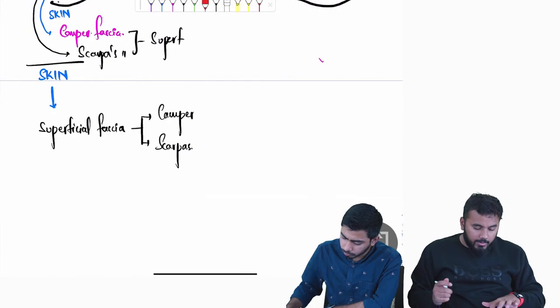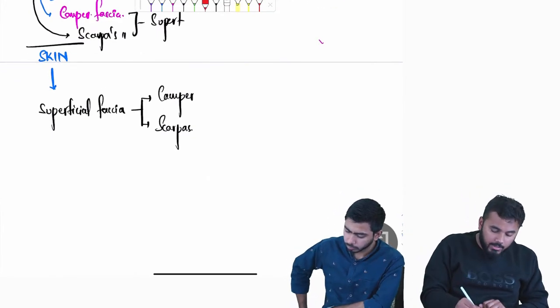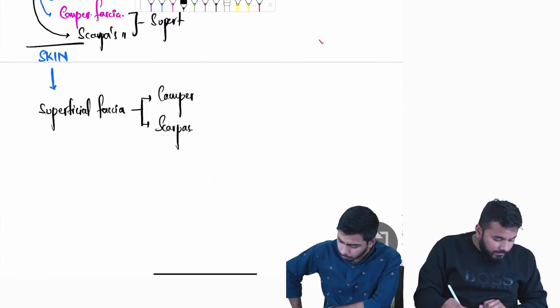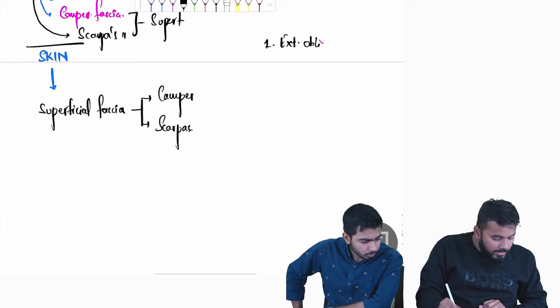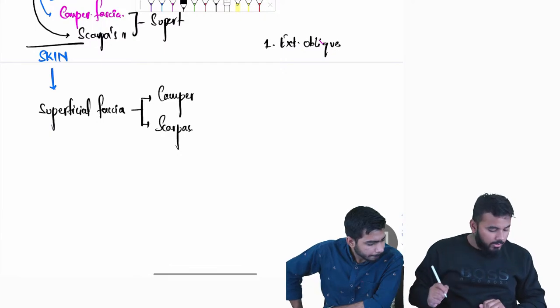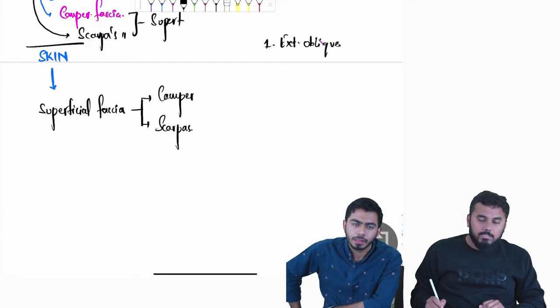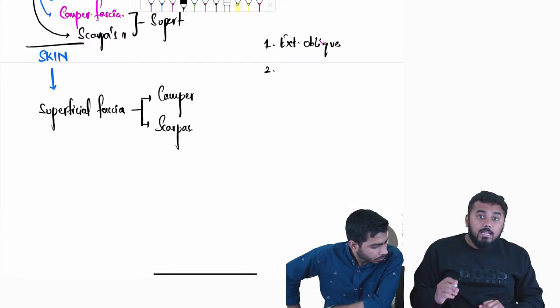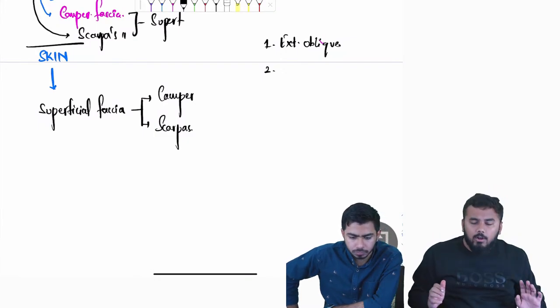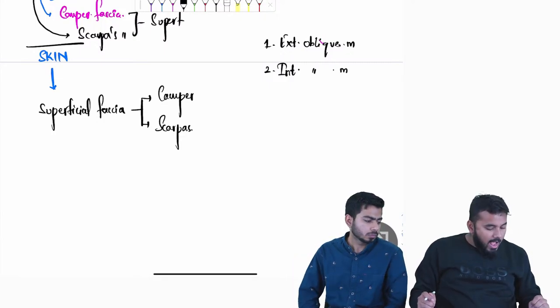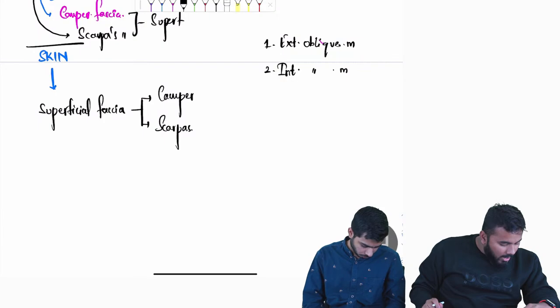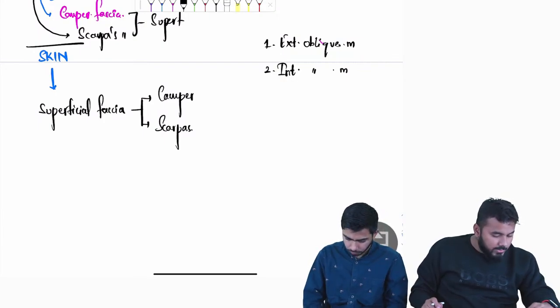Now, look here very carefully. What is the first muscle? Very good. You have answered. This is the external oblique muscle. What is the second muscle? After external, you have got internal oblique, right? So internal oblique muscle. After the internal oblique muscle, what is the next muscle which you have?